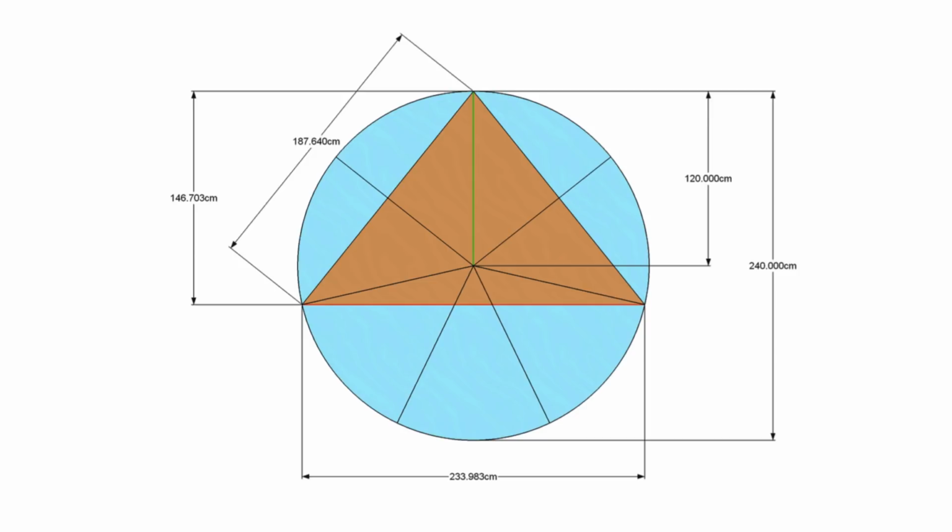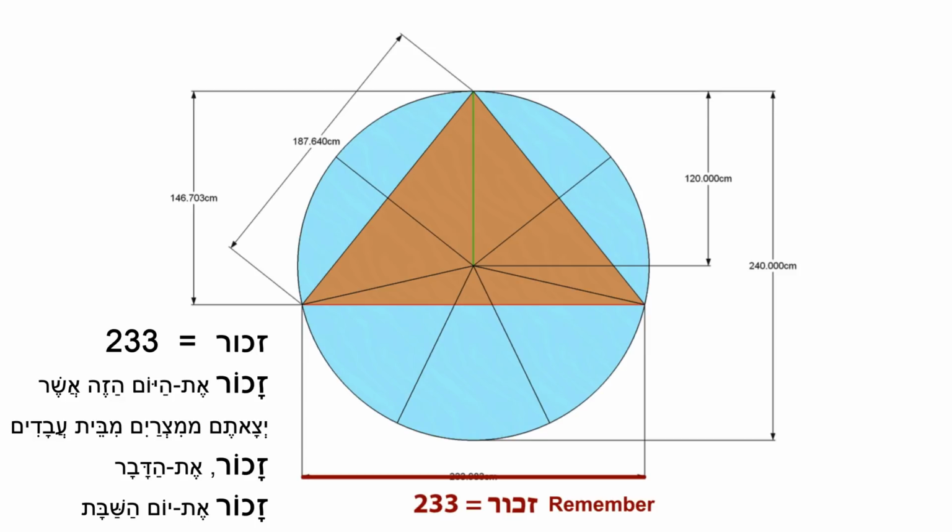An important message is hidden at the base of the Great Pyramid. The length, 233 in Gematria, means Zechor, remember. Remember the day you got out of Egypt. Zechor et Yom HaShabbat. Remember the holy seventh day of Shabbat. Remember this thing. Remember your God that pulled you out of Egypt.